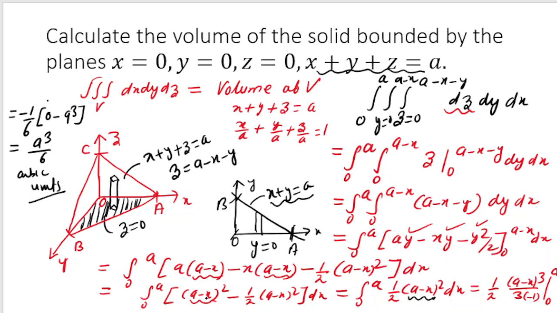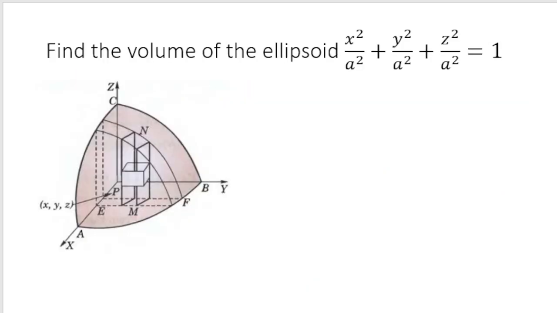You can remember this also, because sometimes they ask this question as a multiple choice question. And what they do, they just write the plane like x plus y plus z is equal to 6, or x plus y plus z is equal to 12. So if you remember this, that x0, y0, z0, and this gives you the answer a cube by 3. So you can directly substitute a value and get the answer. I mean, MCQ strategy. Anyway, moving forward, suppose we have to find the volume of this ellipsoid.